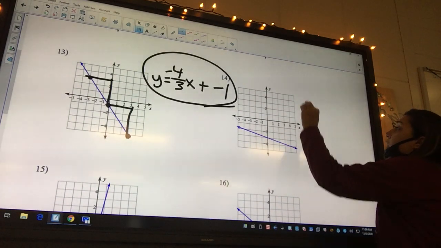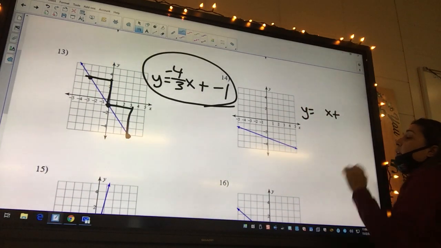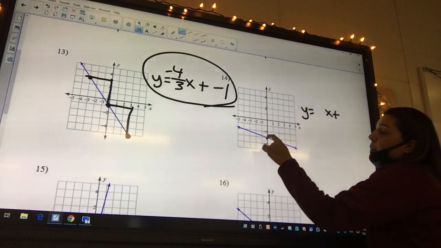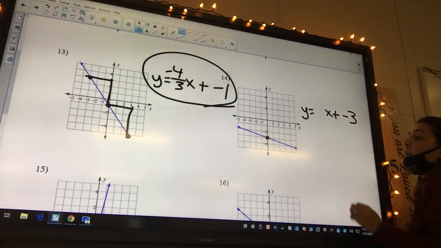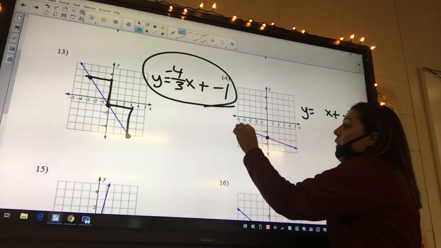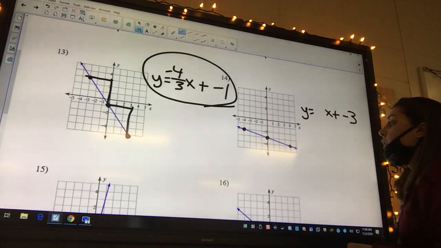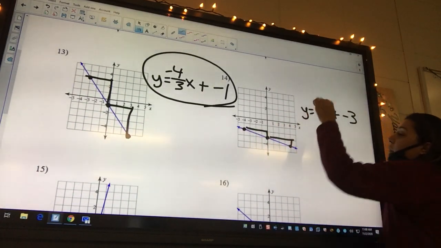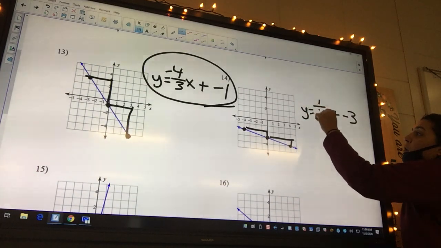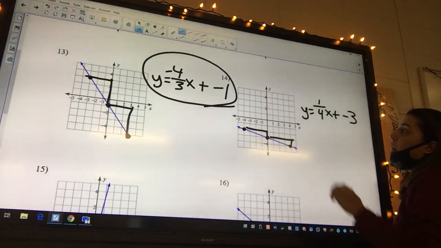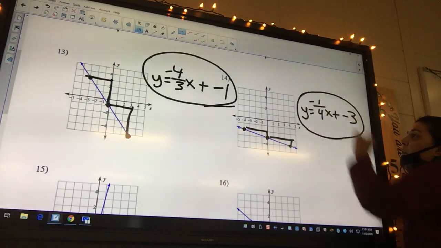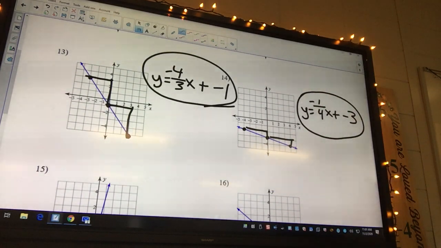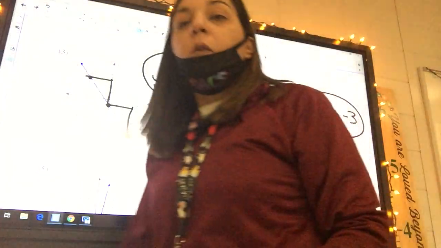Okay, 14, I got y equals blank x plus blank. Okay, my y-intercept is at -3. And I can use either one of these points. So it's going to be rise 1, go over 4, and it's going to be a negative slope. Okay, the rest I'm leaving for you guys to do.